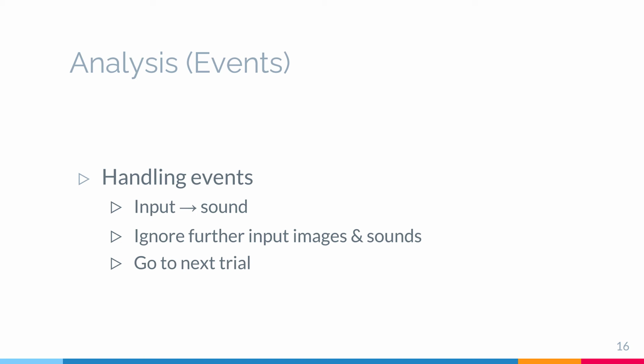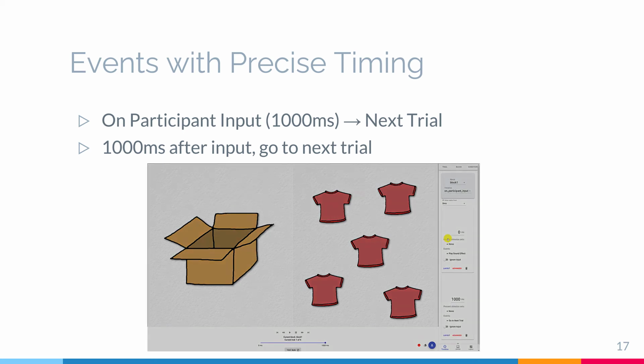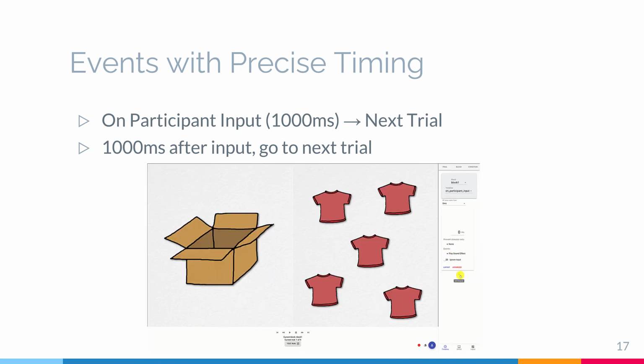Next, let's look at the Go to Next trial event. It's a good example of a timed event. So far, we've only looked at events that happen exactly at the time of the trigger. For example, we wanted to play a sound immediately after we received input. But sometimes we want an event to happen a set time after the trigger. That's what time points are for.